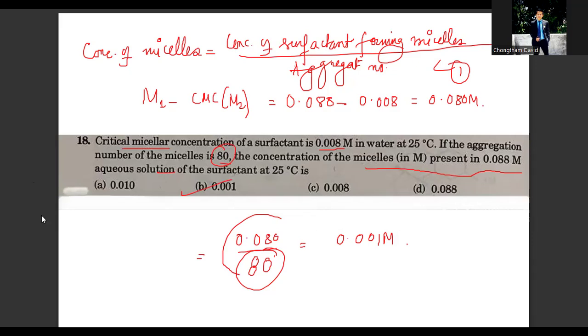Moving on to the next question, number 19. The order and the number of classes present in a group with the irreducible representation A1, A2, B1, B2, E1, and E2 are respectively. So to solve this problem, let's break down the information given. The irreducible representations are A1, A2, B1, B2, E1, and E2.